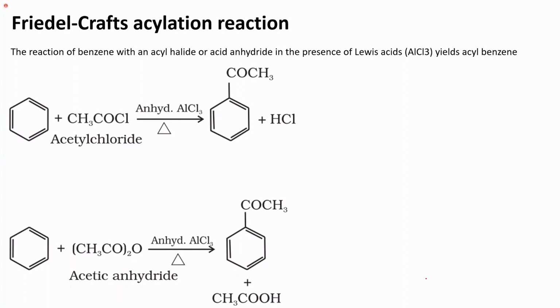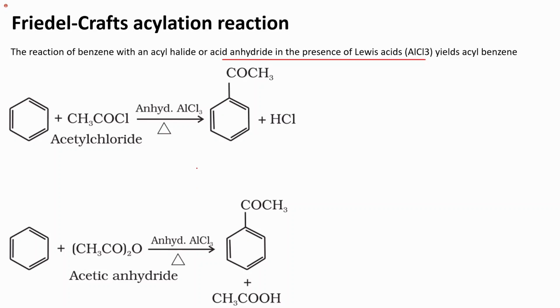Okay. Now the Friedel-Crafts acylation reaction. The reaction of benzene with an acyl halide or acid anhydride in the presence of Lewis acid AlCl3 yields acylbenzene. So if you have a benzene ring and CH3COCl with anhydrous AlCl3, heated, you will get C6H5COCH3 plus HCl. Not only this, if you have an acid anhydride also, you get COCH3.